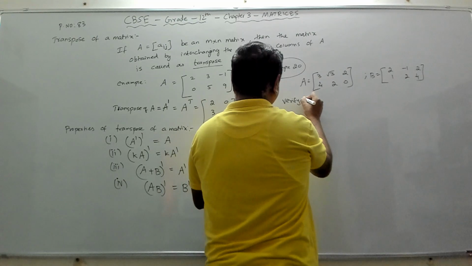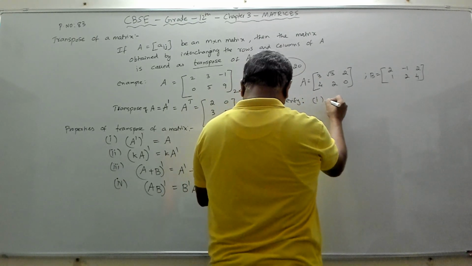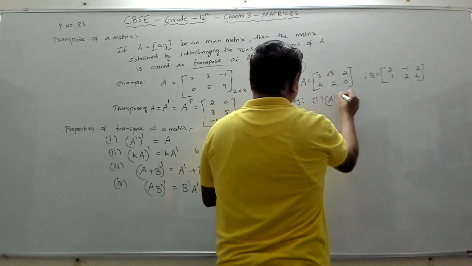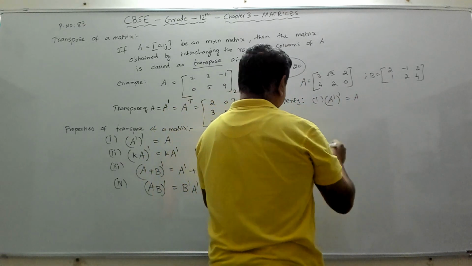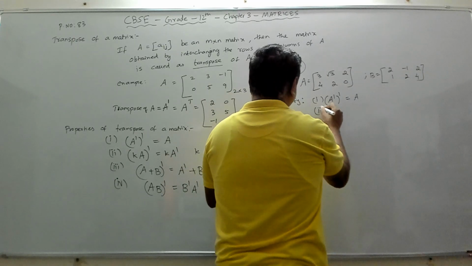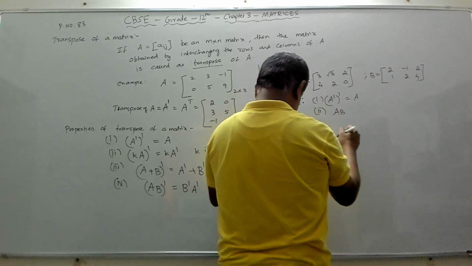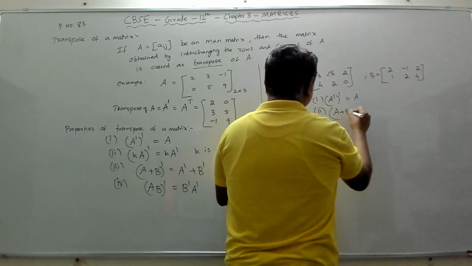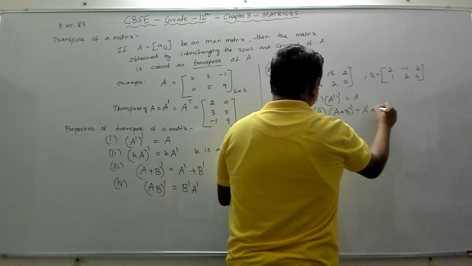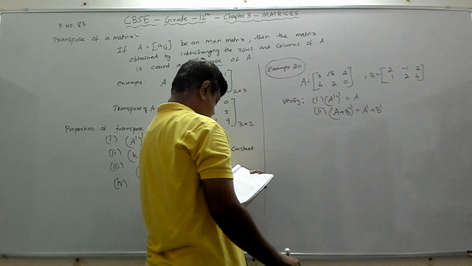First, what we have to verify? We have to verify the following. First point is (A transpose) whole transpose equal to A. We have to verify that. Then we should prove that. Second part is (A plus B) the whole transpose equal to A transpose plus B transpose. We have to verify this property.